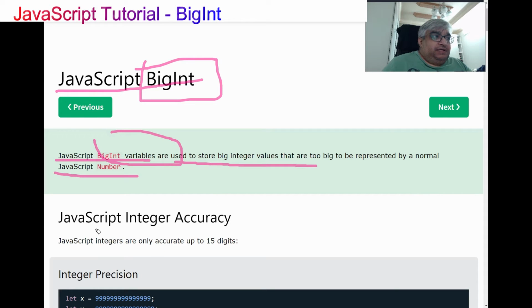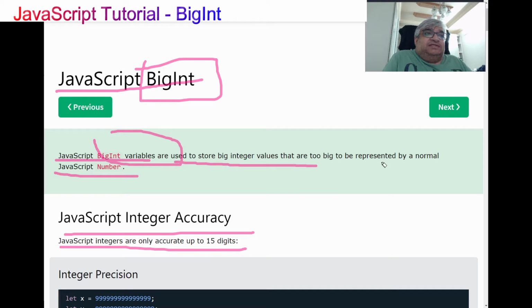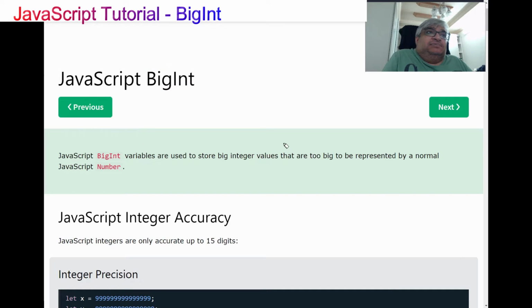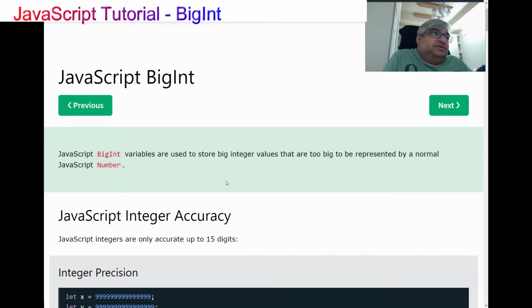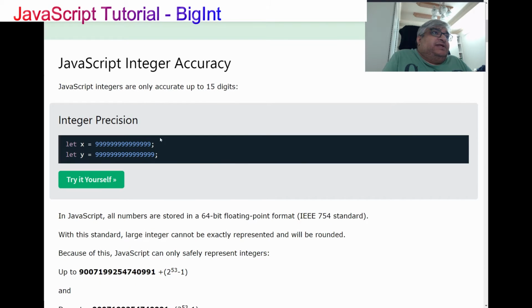Why do we have it? If you are already familiar or have seen my previous videos about JavaScript, you know that JavaScript integers are only accurate up to 15 digits. We see this by an example. Look at this number, integer precision. Here we have a 15-digit number and here we have a 16-digit number. What will happen when we display these numbers in JavaScript?